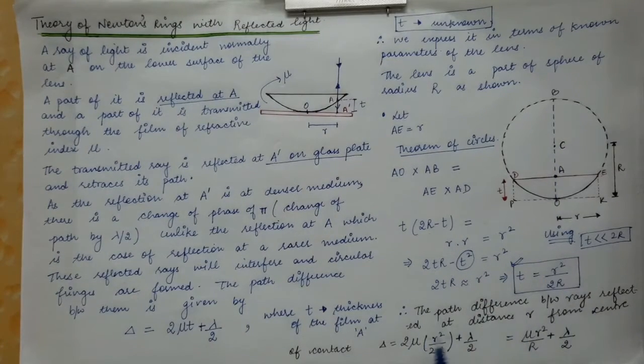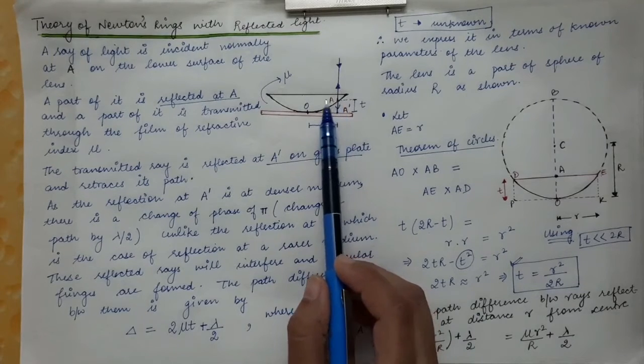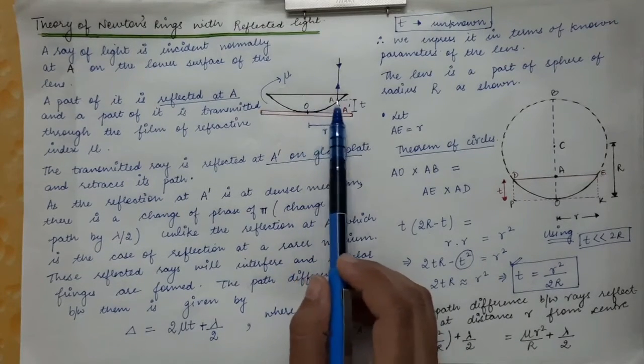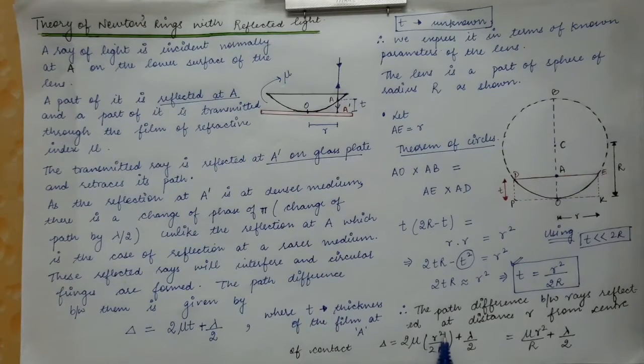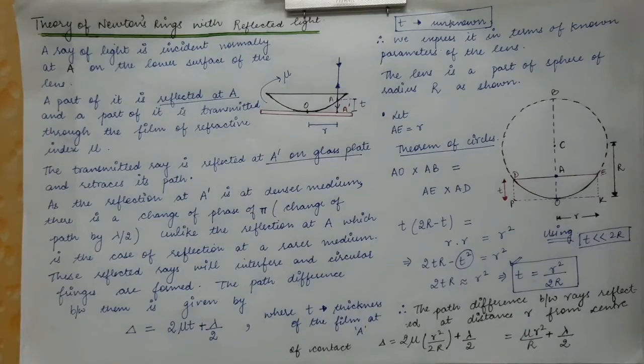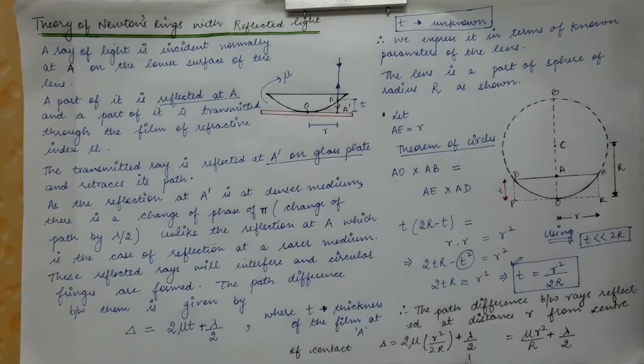Therefore, the path difference between the reflected rays at a distance r from the center. So the path difference between the rays which are reflected at a point which is at a distance of small r from the center is equal to 2 mu t plus lambda by 2. Now in terms of t we will put its value, which is 2 mu r square by twice of capital R, plus lambda by 2. So this will be equal to mu r square by capital R plus lambda by 2.